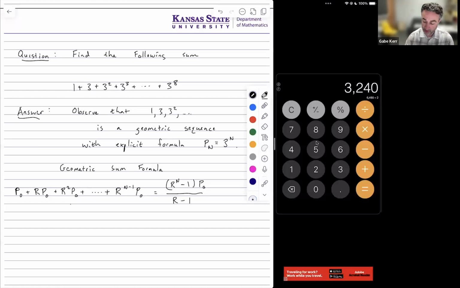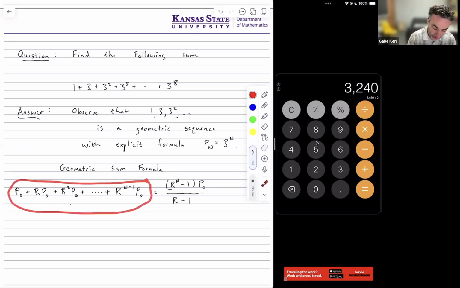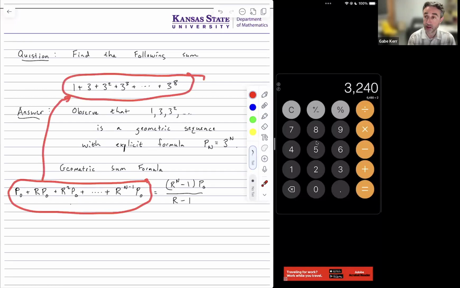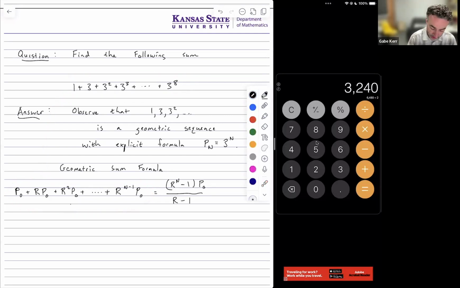So what do we have here? Well, we have to identify one of these types of left-hand sides. So this left-hand side needs to be matched up with this expression. So we need to find a few different things. What do we need to find? We need R, we need P naught, and we need n. So we need to be detectives for a moment and find all three of those values.